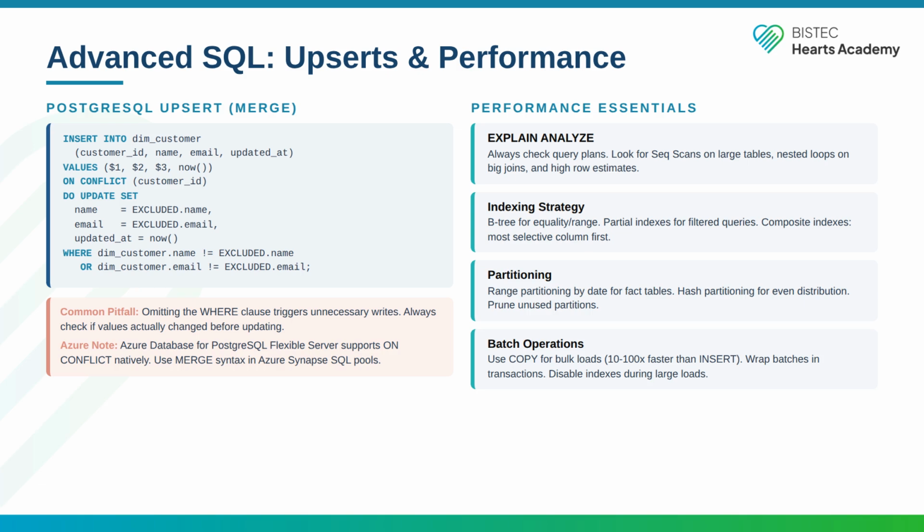B-tree indexes handle equality and range queries. For composite indexes, put the most selective column first. Consider partial indexes for queries that always filter on the same condition. Partitioning is the single biggest performance win for time series analytical queries. Range partition your fact tables by date. Hash partition for even distribution across large tables.